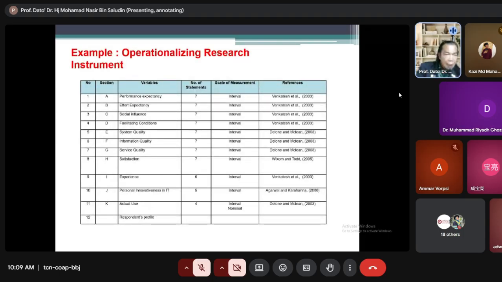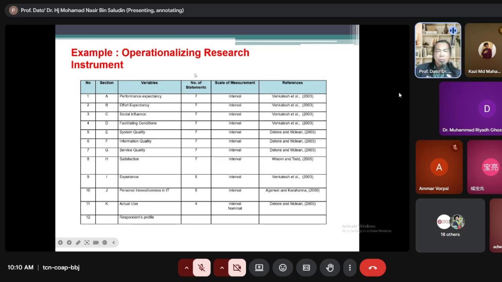Okay, that is an example of an operational research instrument. In the instrument, you have variables A, B, C, D until K, the name of the variable, and then the statement items. Performance expectancy has 7, but you don't need to be rigid about putting 7 for all. If they have 20, you put 20.